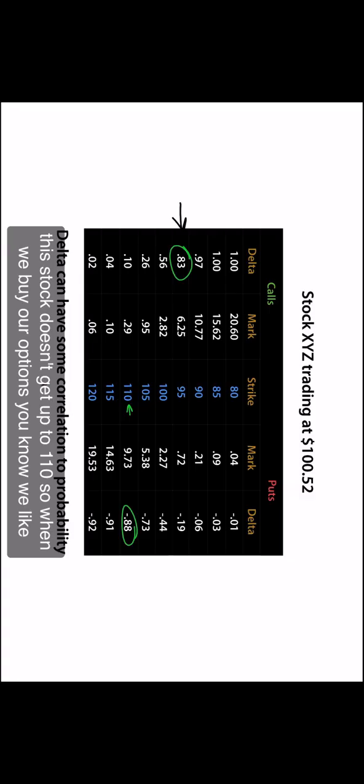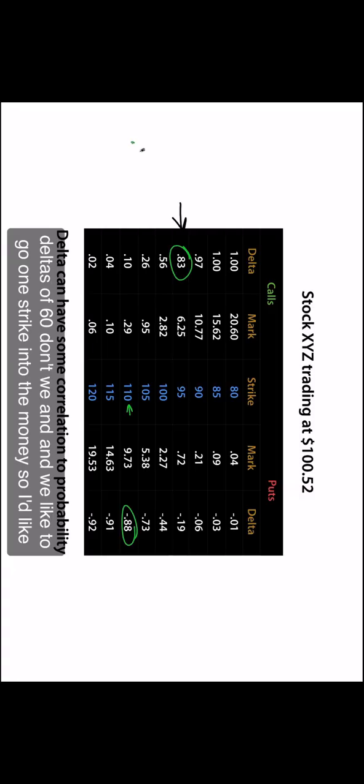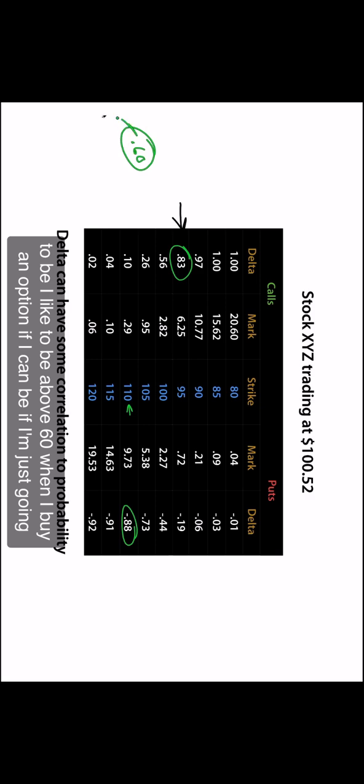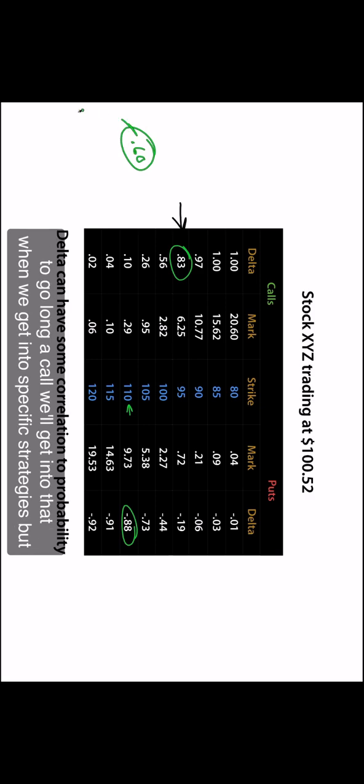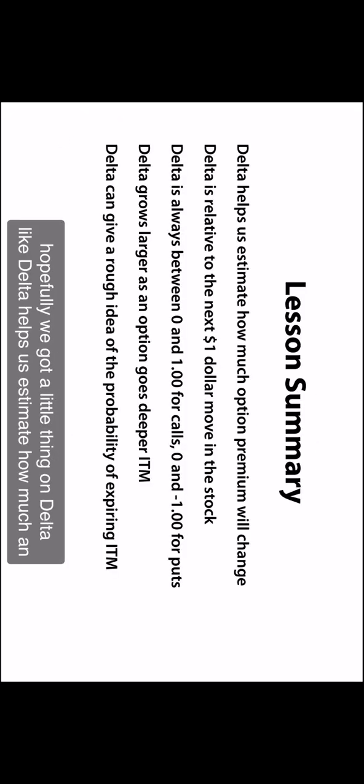So when we buy our options, we like deltas of 60, don't we? And we like to go one strike into the money. So I like to be above 60 when I buy an option, if I can be. If I'm just going to go long call, we'll get into that when we get into specific strategies. But hopefully we got a little thing on delta.